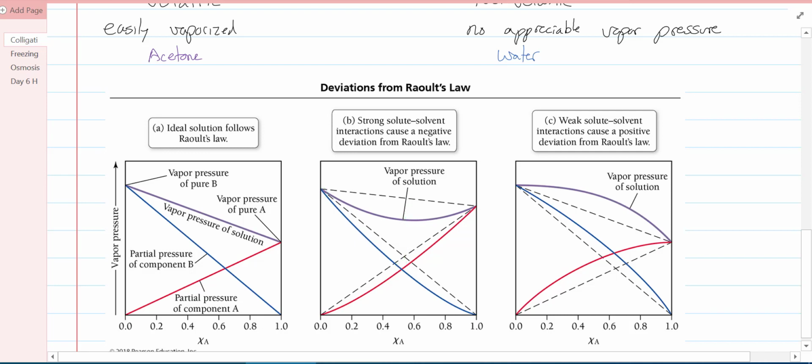And of course, if we do not have strong intermolecular forces, if we don't like each other much, the opposite's true, right? They want to leave each other. It's still close by the end, but they want to leave each other, all right? And so those are deviations from Raoult's law.